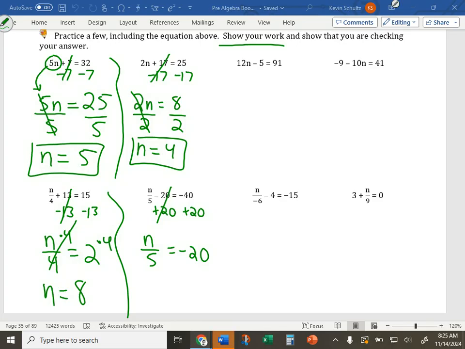What's our second step that will get n by itself here? Read the equation, think the opposite. N divided by 5. So n times 5. We're going to multiply both sides by 5 to cancel out that operation. Alright? So negative 20 times 5 is negative 100. Does that work? If we plug negative 100 back in here, negative 100 divided by 5 is negative 20, and negative 20 minus 20 does give us negative 40.